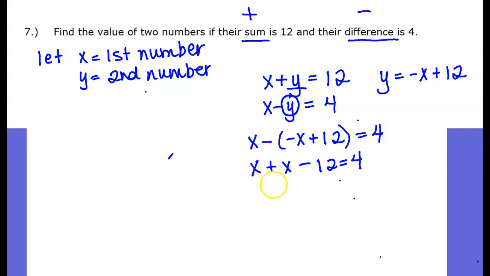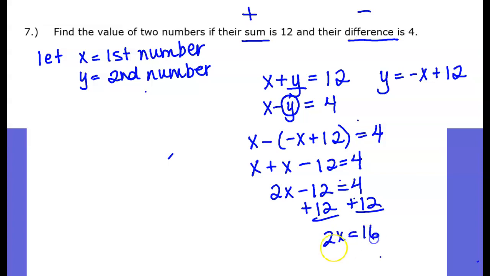I'm going to add the x's together. I get 2x minus 12. I combine my like terms. I'm going to add the constant to both sides. 2x is going to be equal to 16. When I divide by 2, my x is going to be equal to 8.